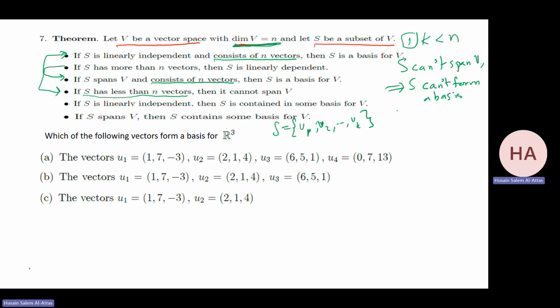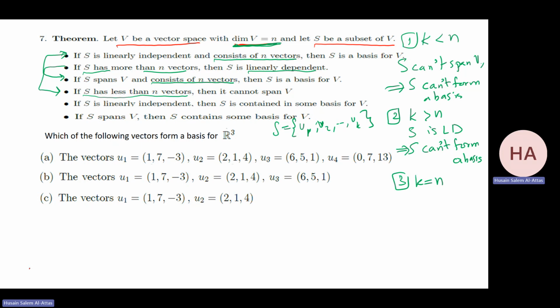This is case 1. Case 2, K is greater than N. It says if S has more than N vectors, then S is linearly dependent. Right away, S is linearly dependent. That means S cannot form a basis. Case 3, K is equal to N.